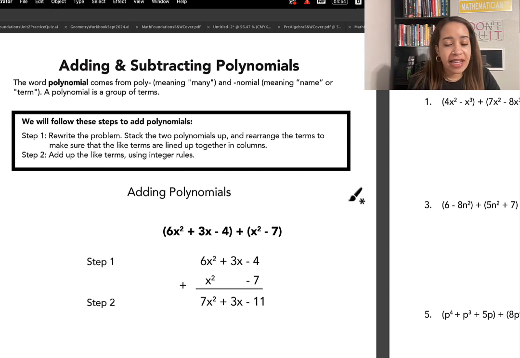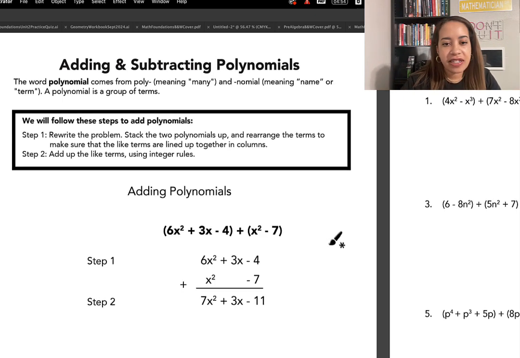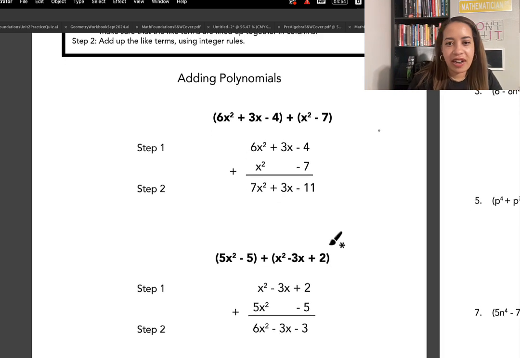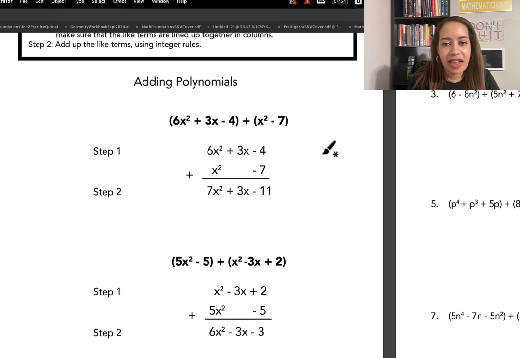We will practice adding polynomials first, and the steps are to rewrite the problem. We'll stack the two polynomials up and rearrange the terms to make sure that the like terms are lined up together. And then step 2, we'll add up the like terms using our integer rules. So our first example shows us 6x squared plus 3x minus 4 plus x squared minus 7.